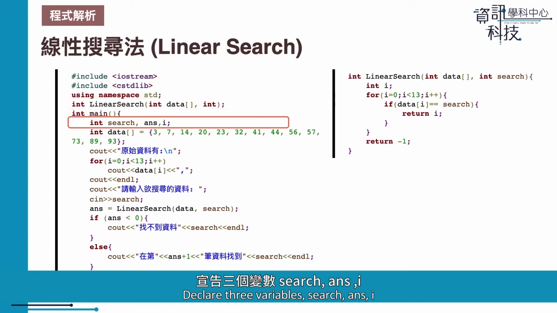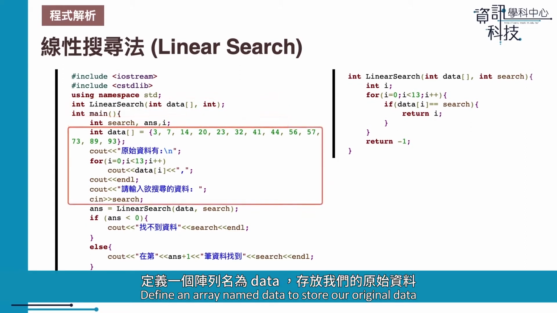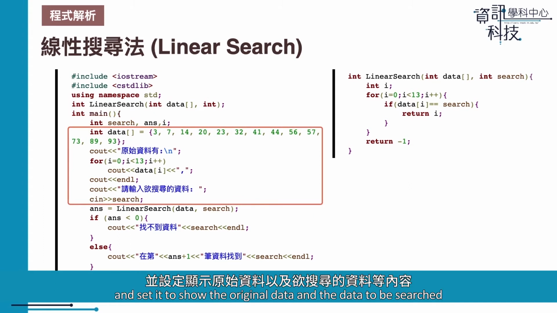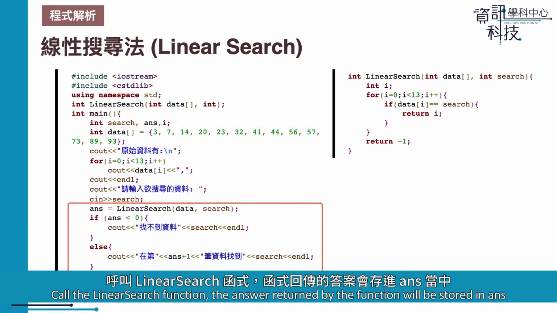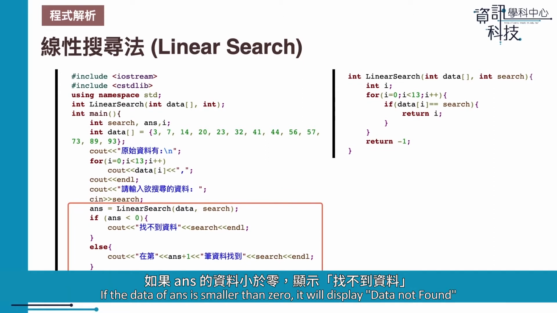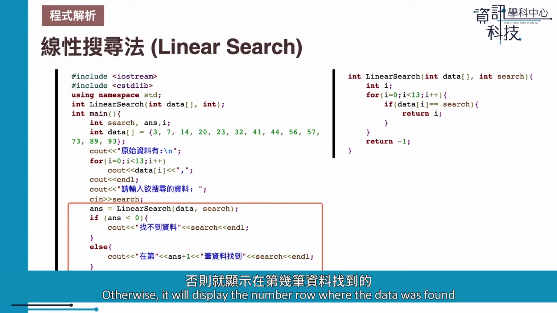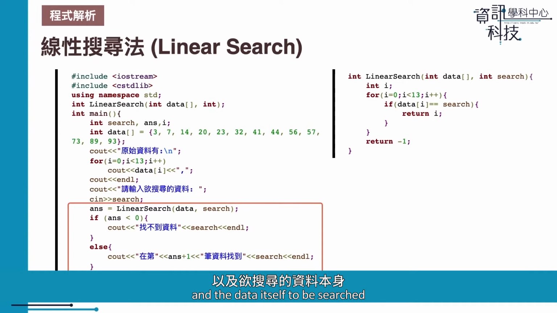Declare 3 variables: search, answer, i. Define an array named data to store our original data, and set it to show the original data and the data to be searched. Call the linear search function. The answer returned by the function will be stored in answer. If the data of answer is smaller than 0, it will display data not found. Otherwise, it will display the number row where the data was found, and the data itself will be searched.